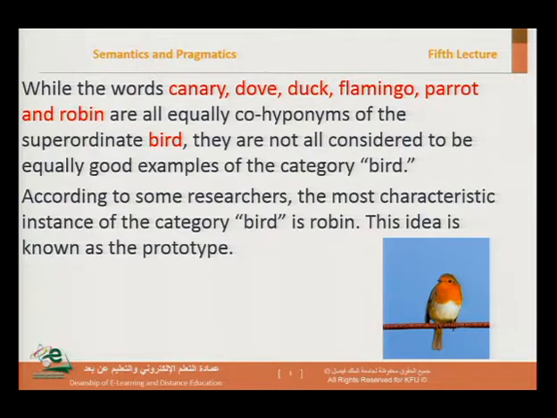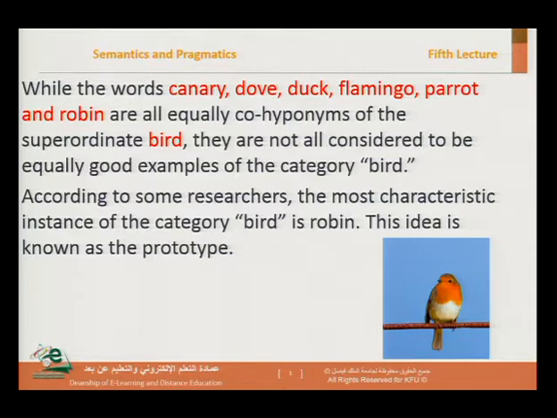The picture here, by the way, is the picture of a robin. Robin. According to some researchers, the most characteristic instance or example of the category bird is robin. This idea is known as prototype. So we say the prototype of birds is robin, which means when I ask people out there to give me an example of a bird, okay, and most of these studies happened maybe in Western countries like United States and the UK, for example. So when you ask people out there, what is the first example of a bird that comes to your mind? They would say robin, a red robin, for example.